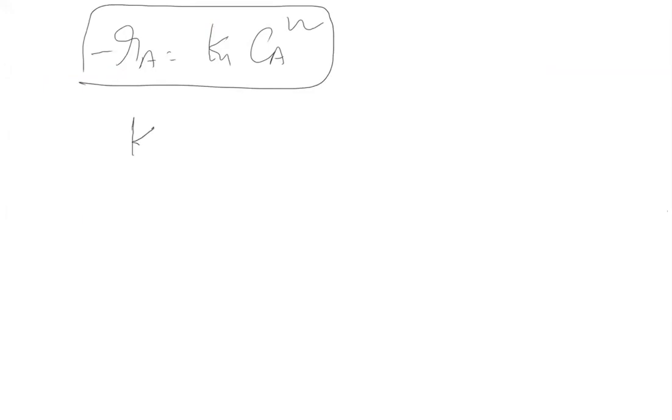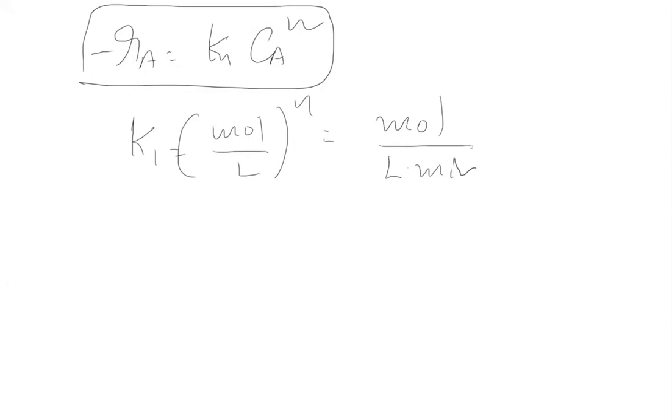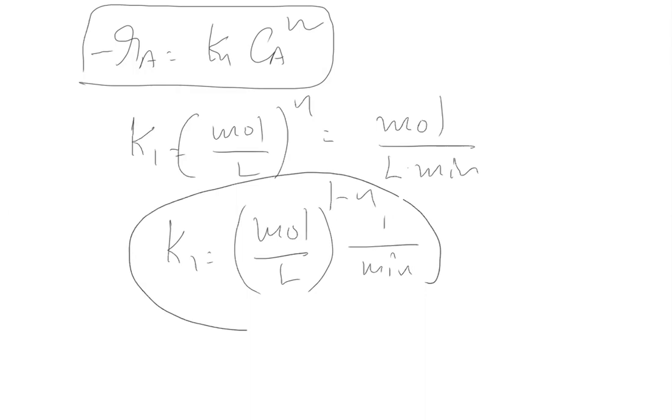Suppose if I solve the equation minus RA is equal to K1 CA power n, then this is simple, no? What is K1 equation is? So K1 into mole per liter power n is equal to mole per liter per minute. What is K1? Mole per liter power 1 minus n into 1 by minute.